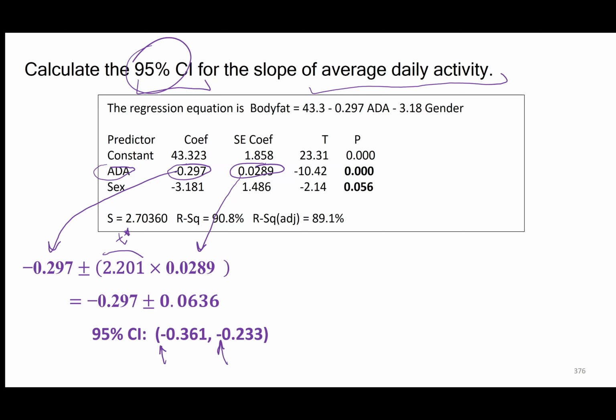Note that these are both negative. That means that 0 is not in the interval. If 0 were in the interval, I would have failed to reject whether or not ADA was useful, because 0 would have been a plausible value for it. But here, we don't think 0 is a plausible value. In fact, we think that the higher the ADA goes, the lower the body fat percentage goes. That's why it's negative. It decreases the body fat percentage.